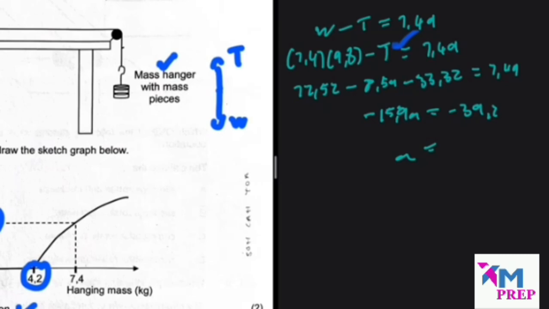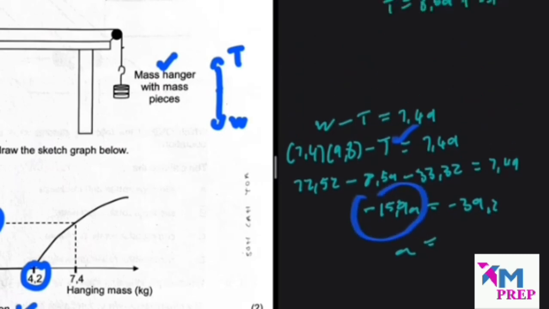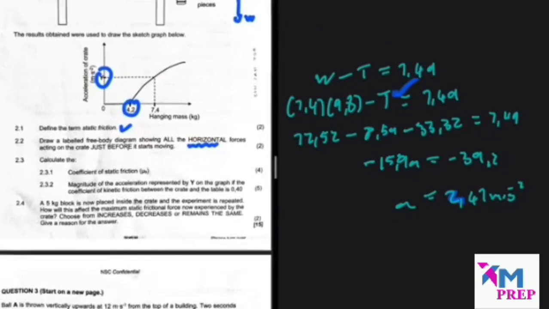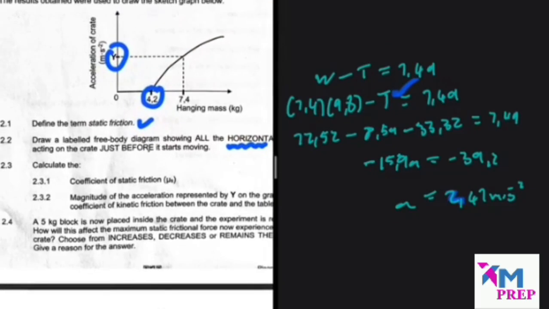Is this 15.9 or 15.19? I forgot what I wrote there, because it's not clear. So minus 39.2 divided by minus 8.5 minus 7.4. I can just do that because I'm not sure what I wrote there anymore. So the acceleration that I'm getting is 2.47 meters per second squared. That is the answer to 2.3.2. And here's the question for you, 2.4.